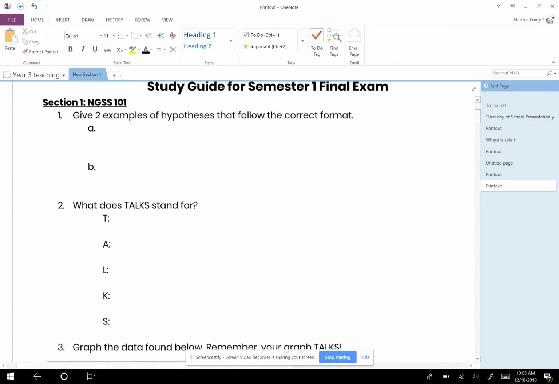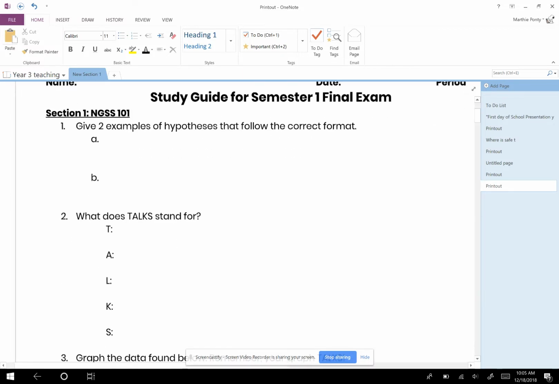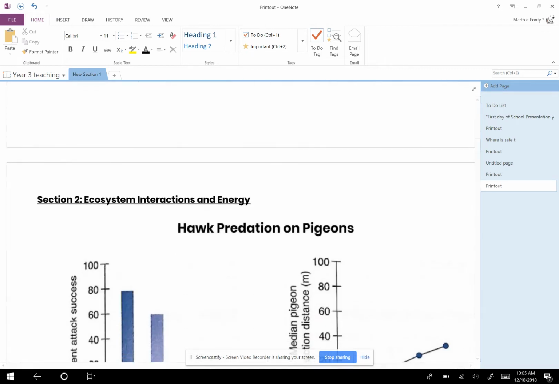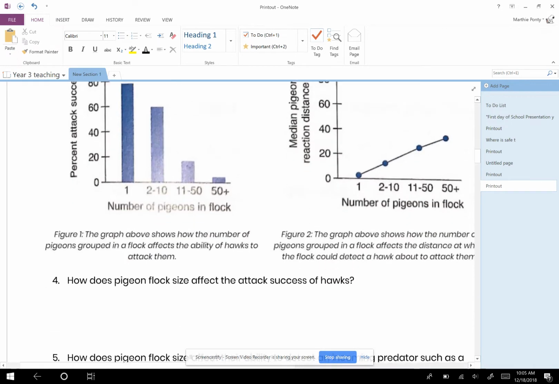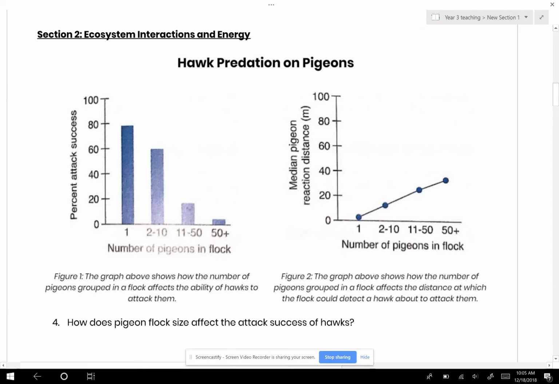Okay, so for the first page, I am doing that in class. So numbers 1, 2, and 3, you guys should all already have. I'm going to start over here on this page with hawk predation on pigeons, and then we will move on from there. Like I mentioned earlier, these are all the graphs that you guys are going to see on your final.